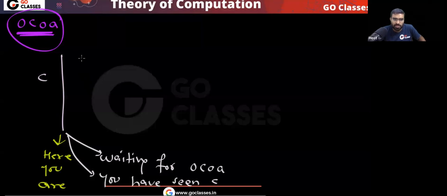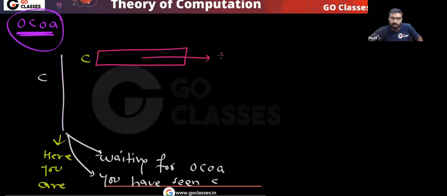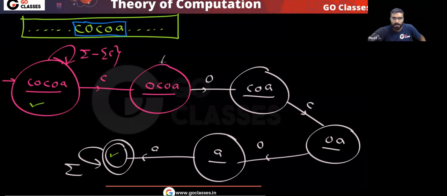So you can easily notice, if C comes, then again you will wait for O, C, O, A. So if C comes, you will go to a self loop. Very simple.